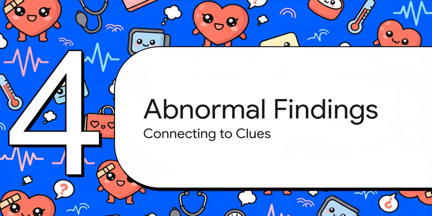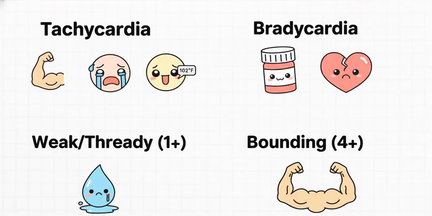Now it's time to be a detective and connect these findings to what might be happening with your patient. So let's think about causes. If a patient has tachycardia, it could be from something as simple as anxiety or pain. Or it could be more serious, like a fever or dehydration. For bradycardia, we often think about medications like beta blockers or maybe an underlying heart condition. A weak, thready pulse is a classic sign of low blood volume or hypovolemia, maybe from bleeding. And a bounding pulse often points to fluid overload.